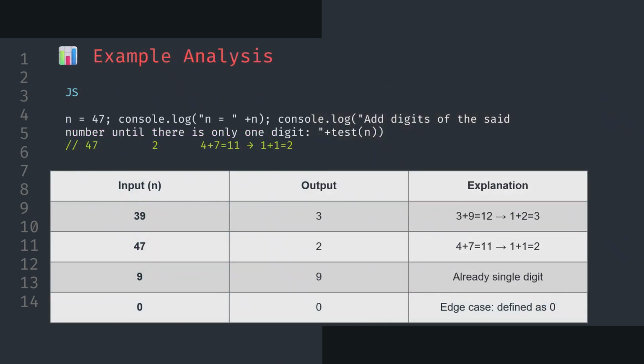These examples confirm both methods. For 39, the iterative steps are clear. The formula also returns 3 instantly. For 47, you get 2. Single digit inputs, like 9, are returned unchanged, and 0 is a valid input that maps to 0. Good to state explicitly for clarity.